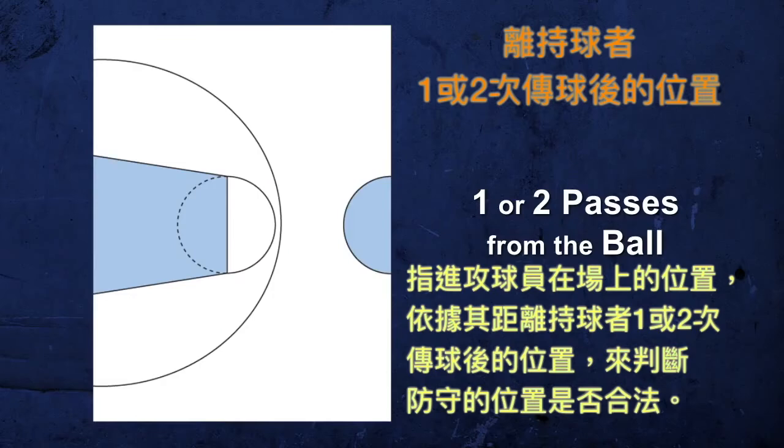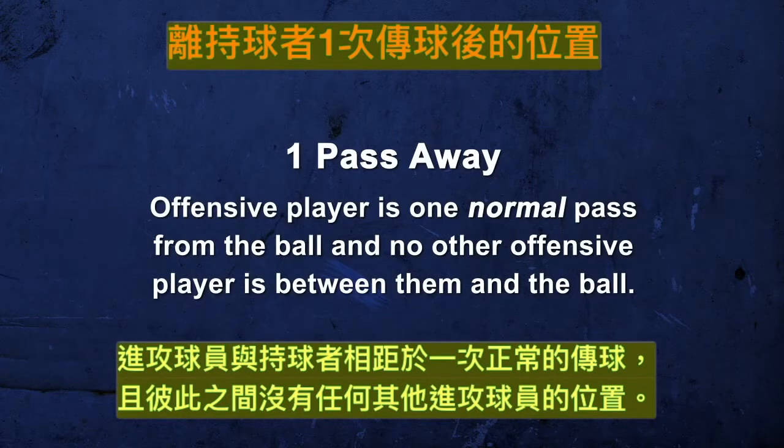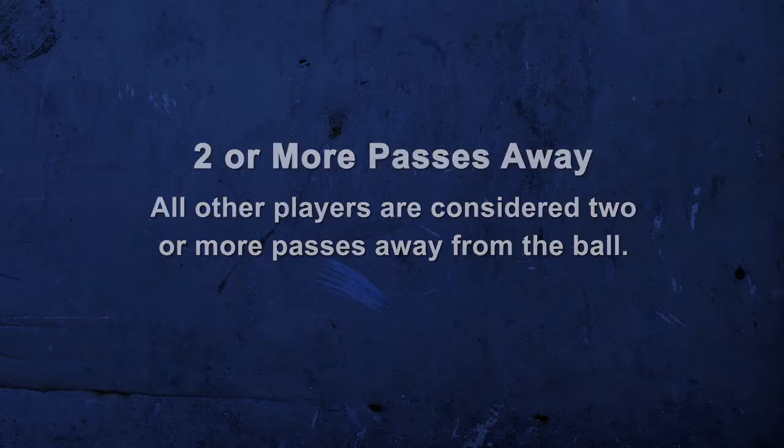One or two passes from the ball refers to the positioning of offensive players on the court. It's important to identify whether a player is one pass or two or more passes away from the ball in order to understand legal defensive positioning. An offensive player is considered one pass away from the ball when they are one normal pass from the ball and there are no other offensive players between this player and the ball handler. All other players are considered two or more passes away from the ball.